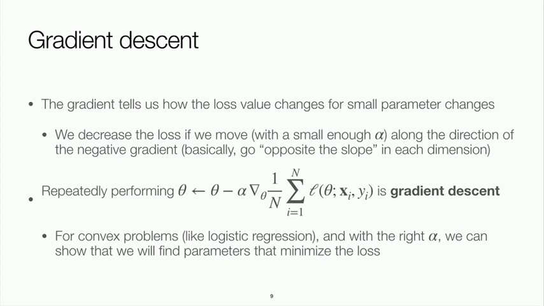So for convex problems, they should probably say logistic regression with L2 regularization. For convex problems like logistic regression but regularized, and with the right step size, the right alpha, we can show that we will find the parameters that minimize the loss, that globally minimize the loss, and that's kind of nice. It's not going to be true for all the problems that we're going to look at, but at least for some of these simple problems, that does hold.